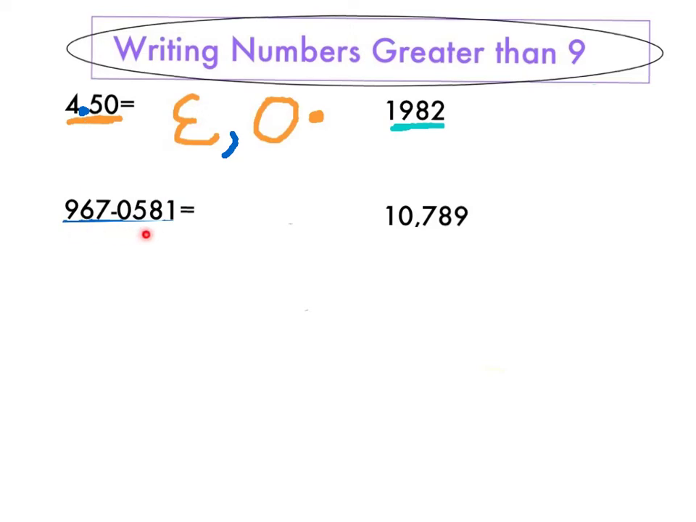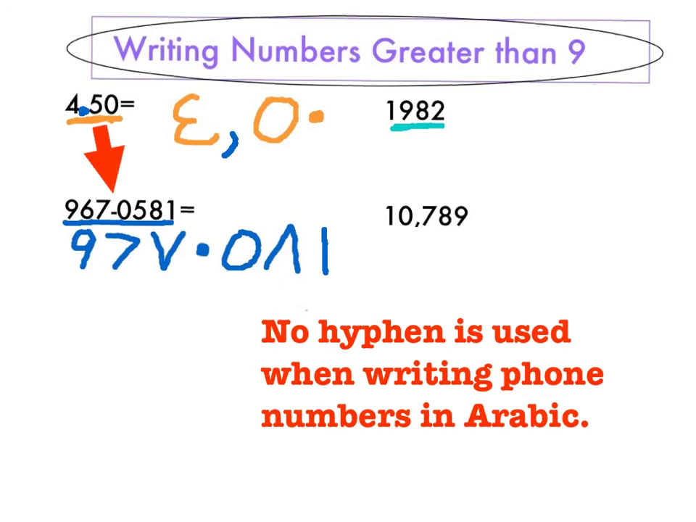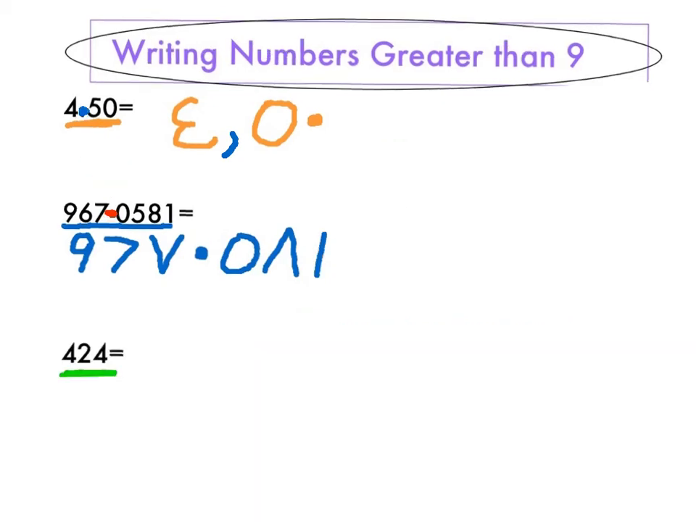Now let's take a look at the phone number 9670581. First we write 9, then 6, 7, 0, then we write 5, 8, and finally number 1. Notice that we write all the numbers together and no hyphen is used when writing phone numbers in Arabic. Now let's take a look at the number 424. In Arabic, first we write 4, 2, and at the end 4. So we write it just like English, there is no difference.